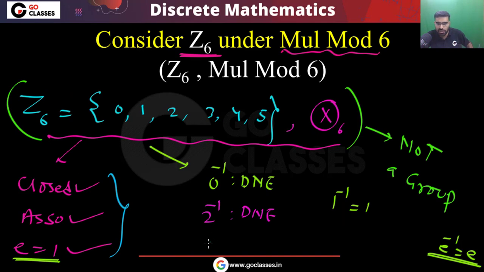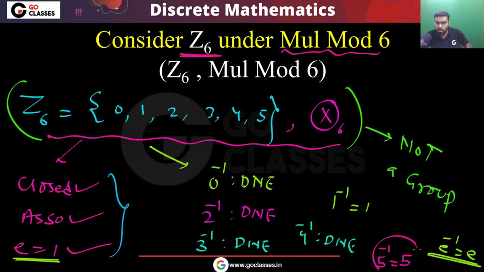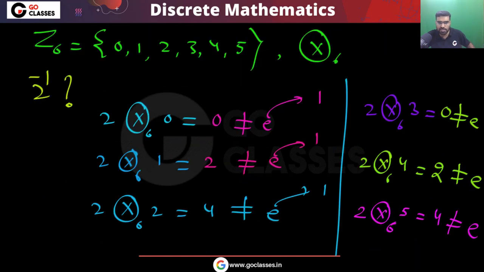Similarly, I leave it up to you. You can check that 3 inverse also does not exist in this. 4 inverse also does not exist. So they do not exist. But yes, there is 5 inverse. What is 5 inverse here? 5 inverse is 5. You can check it out.